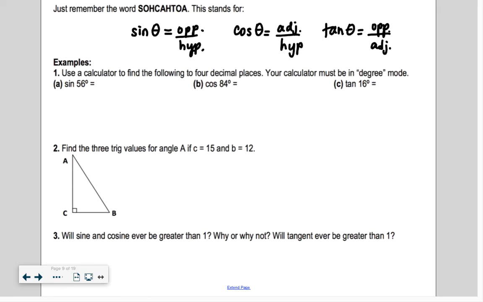There was a long story about Sohcahtoa when I was growing up, which is probably not politically correct now, so I won't tell it.